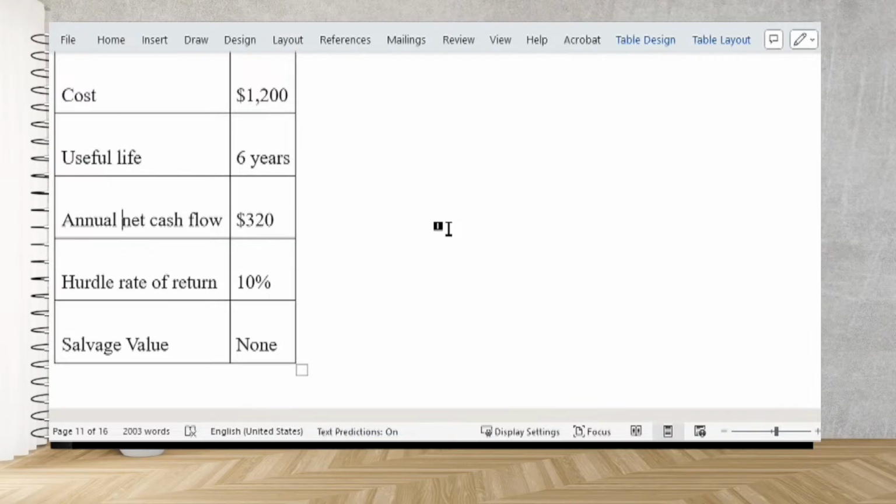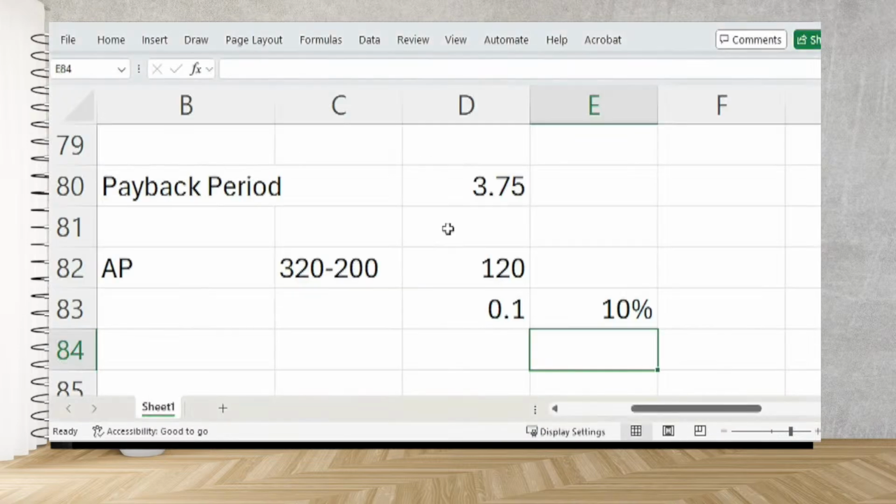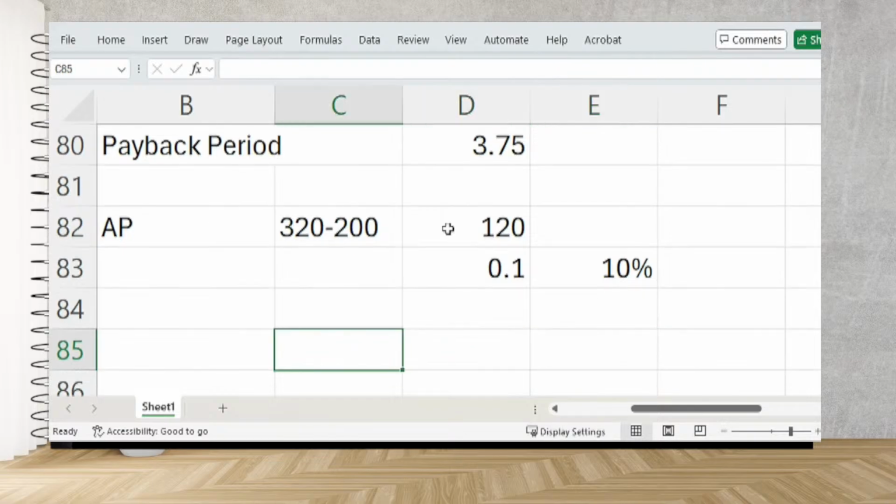Okay. Internal rate of return. Internal rate of return is not calculated directly. We need to calculate where the net present value is 0. So how can we do it?